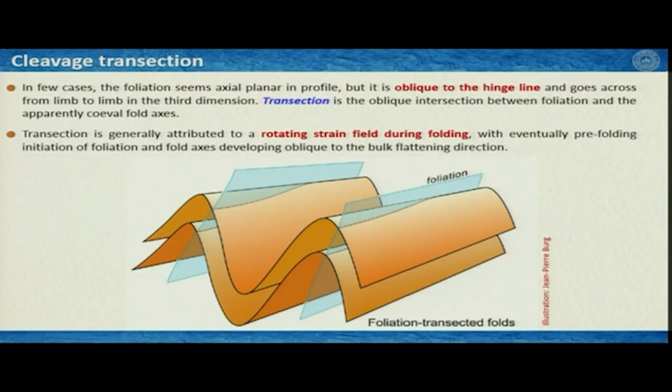So, in this illustration, this is actually your axial plane, or this is the actual axial plane. However, this foliation drawn by this blue shade plane is not tracking the axial plane, it is slightly deviated, and this is known as cleavage transaction. So, transaction is generally attributed to a rotating strain field during folding, with eventually pre-folding initiation of foliation and fold axis developing oblique to the bulk flattening direction.